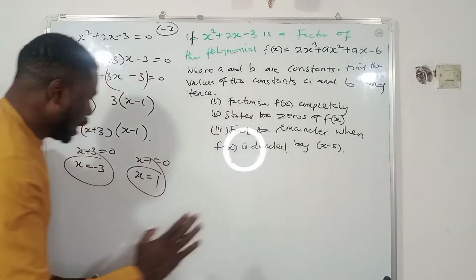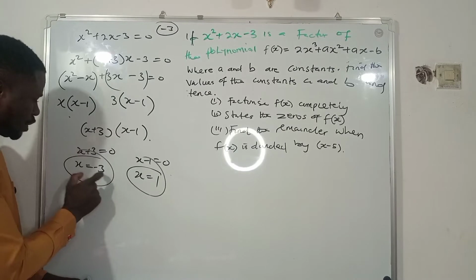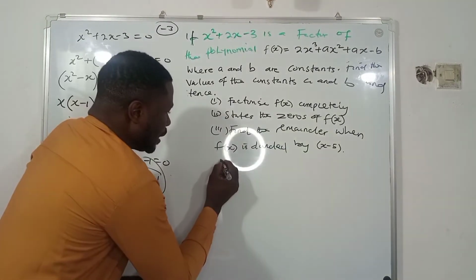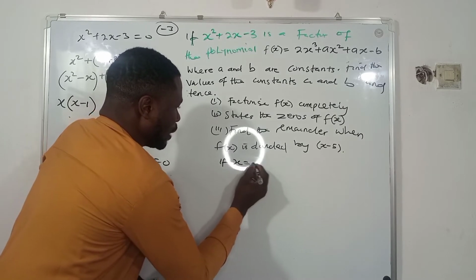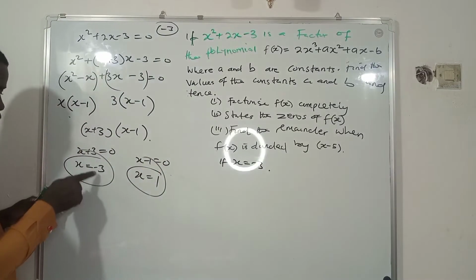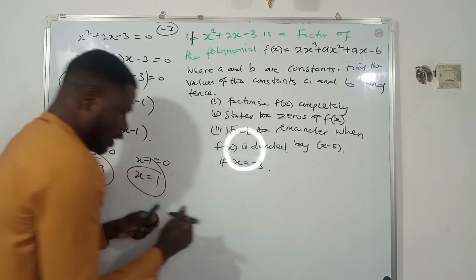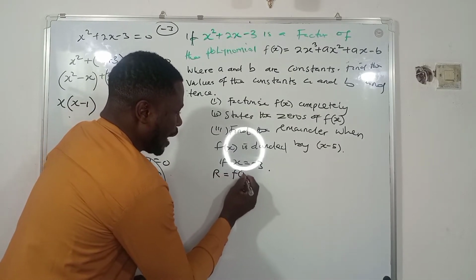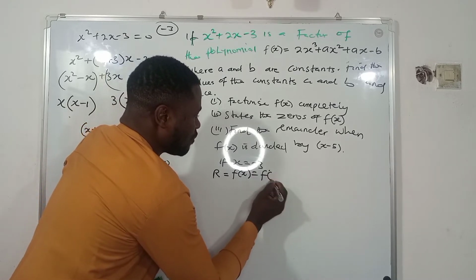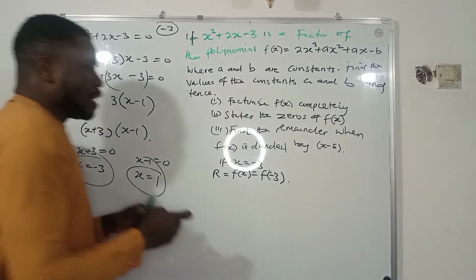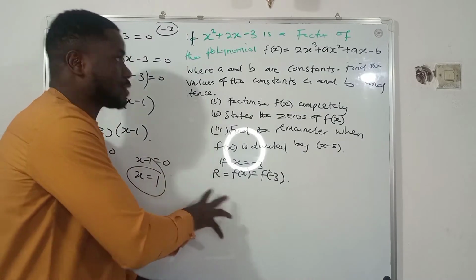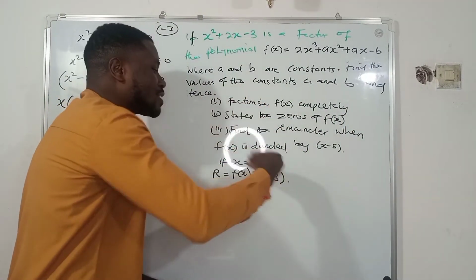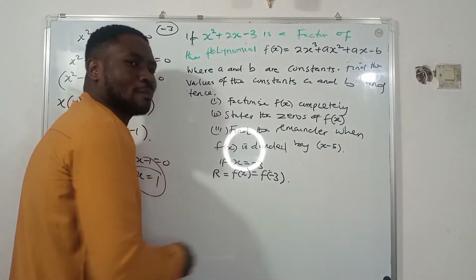Now, see what I'm going to do now. Since we've gotten x equal to minus 3 and x equal to 1 as my roots, if x is equal to minus 3, I'm taking the first root, x equal to minus 3. I will look for the remainder. I will say the remainder is equal to f of x, and that of course is the same thing as f of minus 3. Remember, what is our f of x? Our f of x is this expression. What this means is that anywhere we have x, we will substitute minus 3.